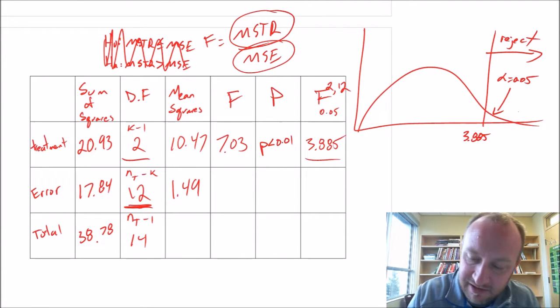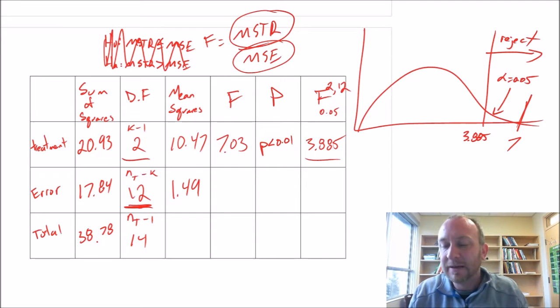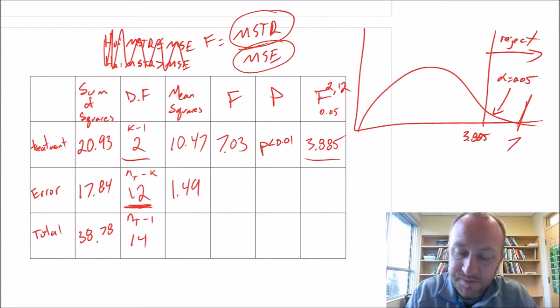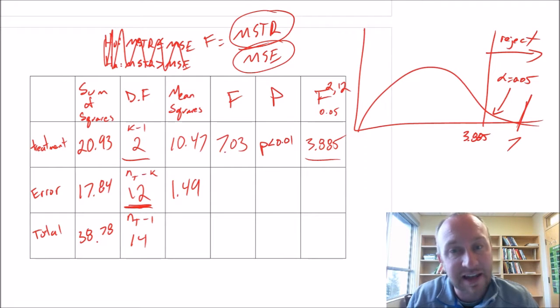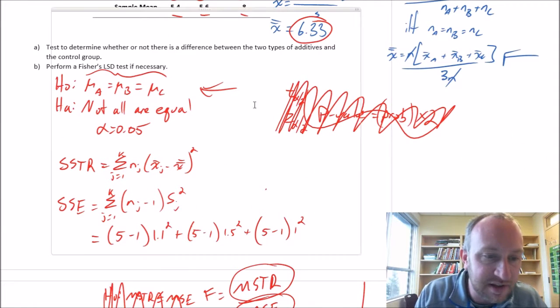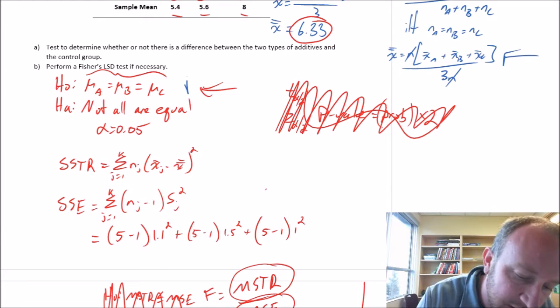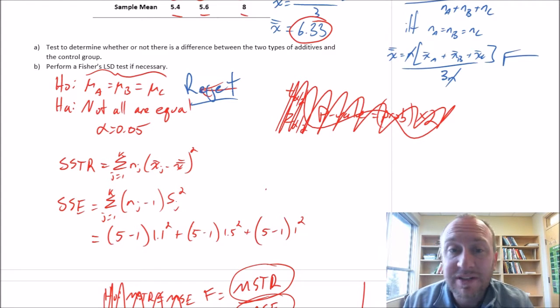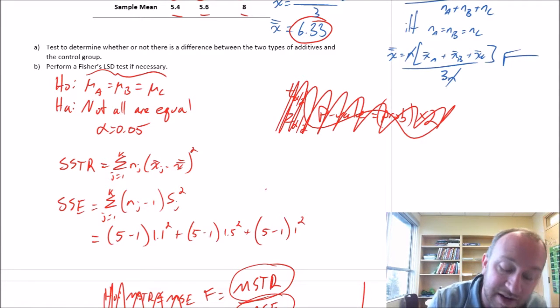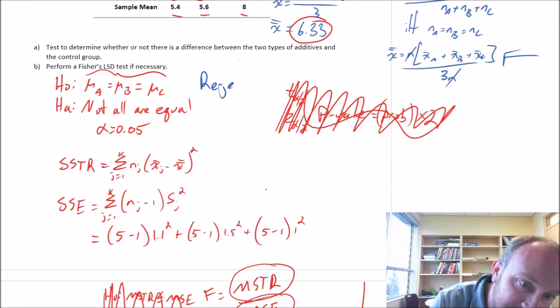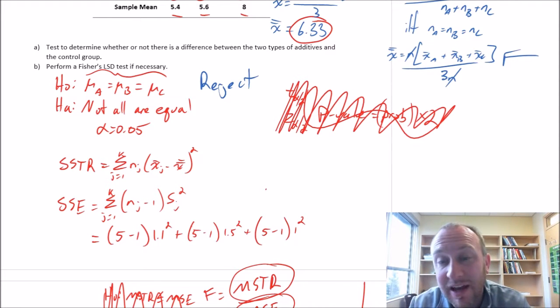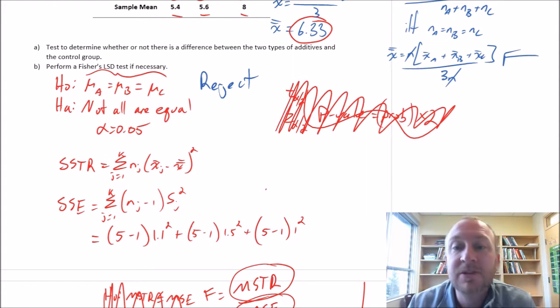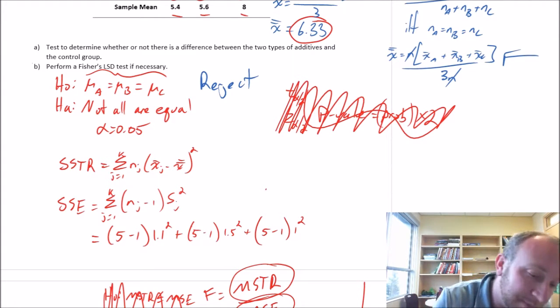In our case, our test statistic is somewhere way up here at 7. It's greater than our critical value. Our p-value is certainly less than our level of significance, and so we have sufficient evidence to reject this null hypothesis. Which brings us to another point: if we reject this null and say not all of them are equal, or at least one of them is different, that brings up the next question. Which one is different? This is where we will perform Fisher's LSD.